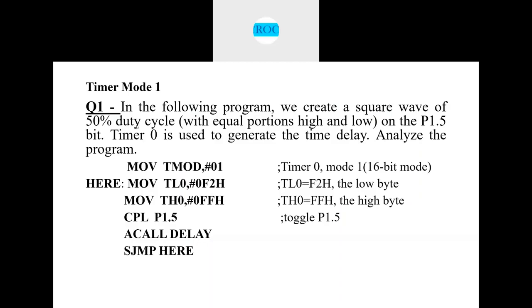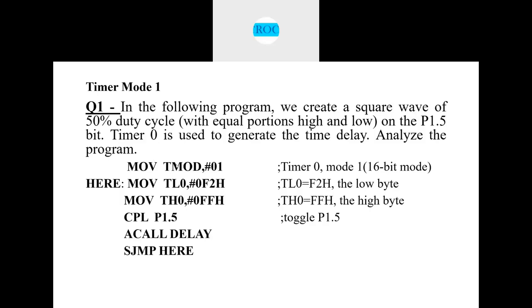We are generating this square wave on the port bit P1.5, where the on period is equal to the off period, and timer 0 is used to generate the time delay. Analyze the program. Now the program is given to us. We will try to analyze this one.